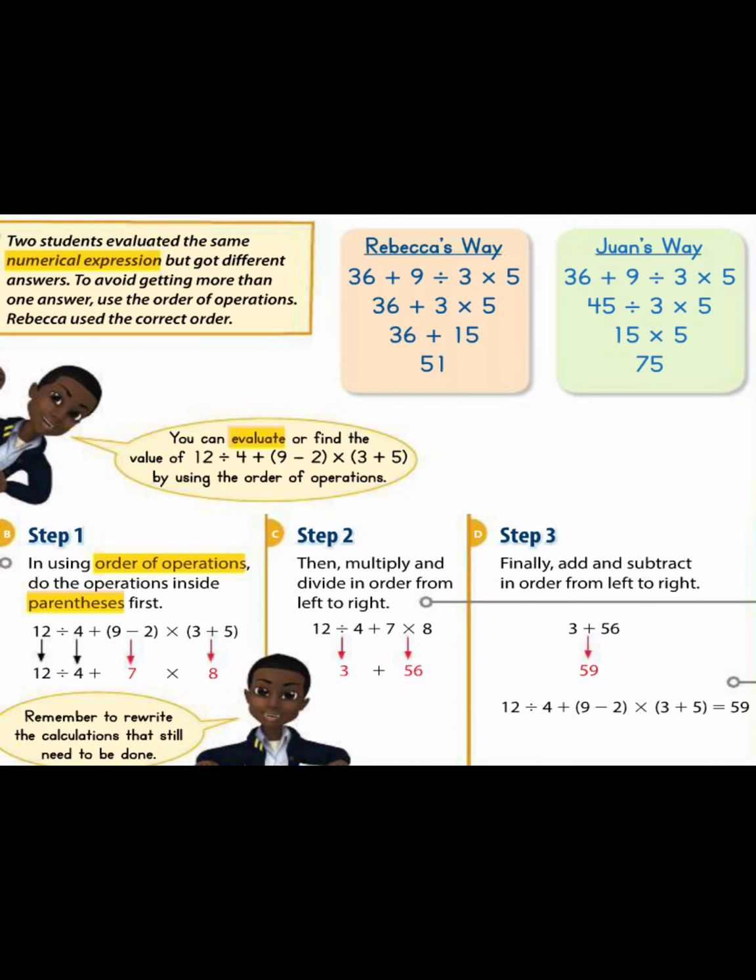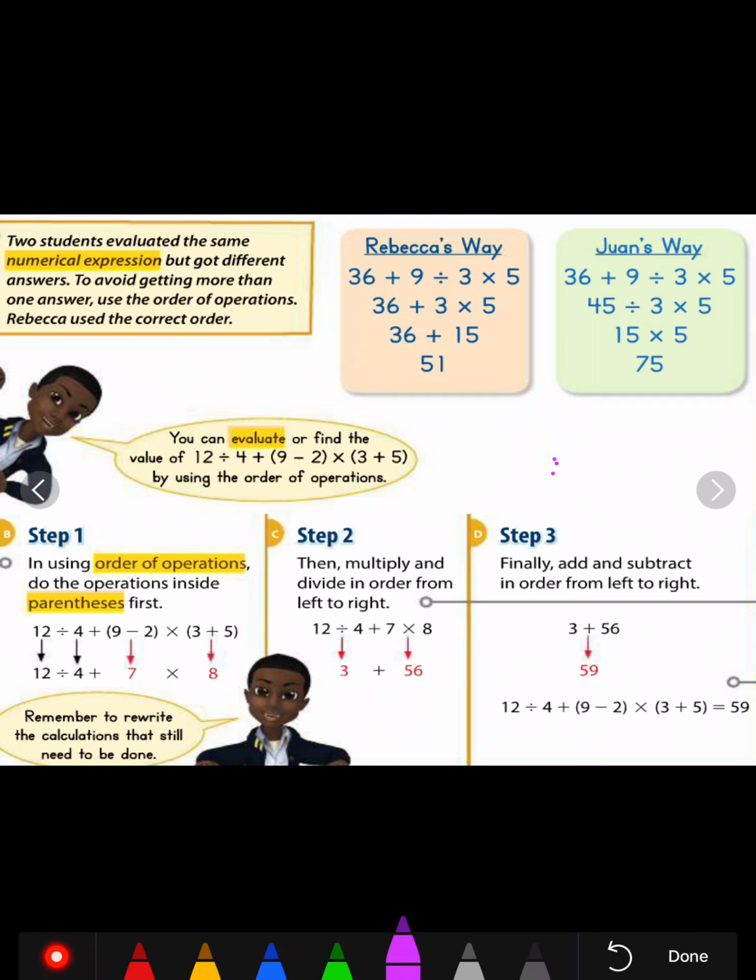Here we start. Now, if we have this expression, for example, I will show you this example here. This numerical expression means that we have operations and we have numbers. So here is how I evaluate this expression. I need to follow the order of operations to evaluate this numerical expression. Of course, guys, when I say evaluate, it means you have to find the value.